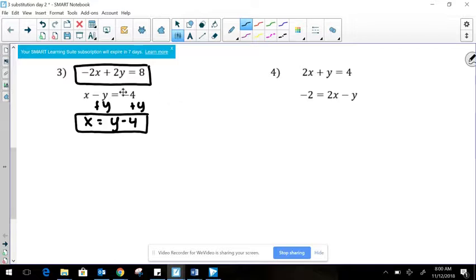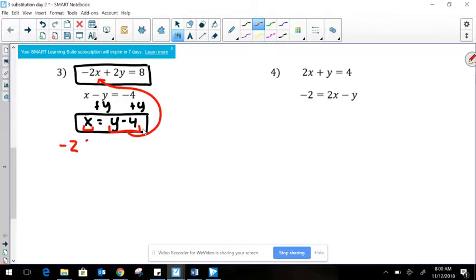This guy in the middle, I'm not using it right now. I just changed it to this form. It's the same equation, just a different form. Okay, so now I'm going to look for my variable by itself. That's y minus 4. So I'm plugging this in for x up here.